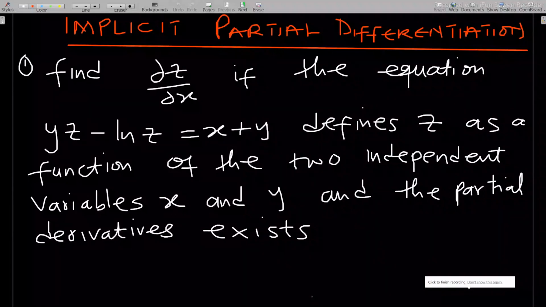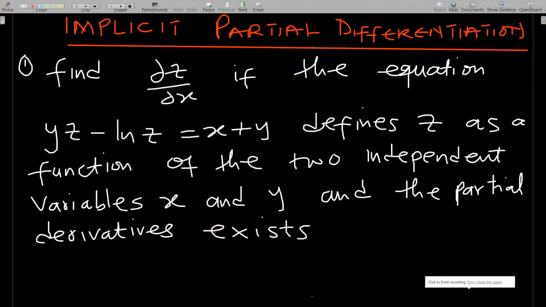Hello, welcome to this lesson of our study of partial differentiation. In this lesson, we'll go through what I mean by implicit partial differentiation.